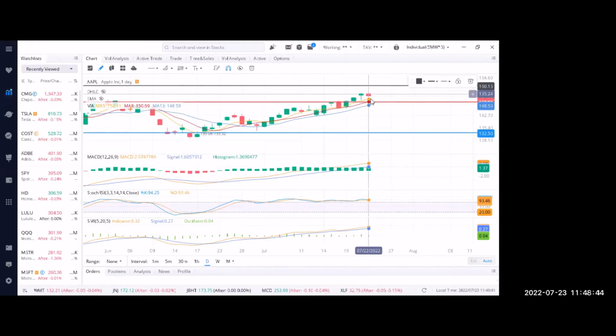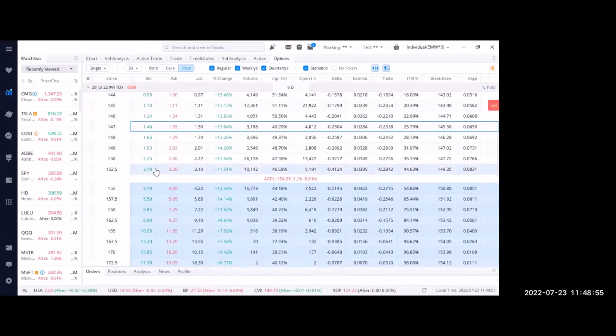Say Apple comes in our range. We're going to go ahead and pull the trigger on a put. We want to stay at the money, or in the money, as much as possible. So we can always go into the flow and see what we've got. We notice Apple's at 154.09. All right, we want to look at volume. We want to look at volume, okay?